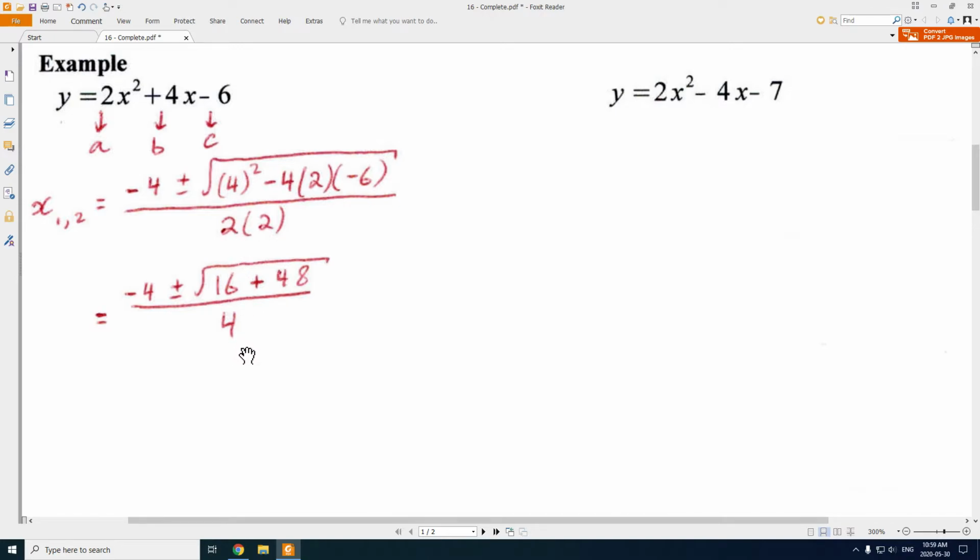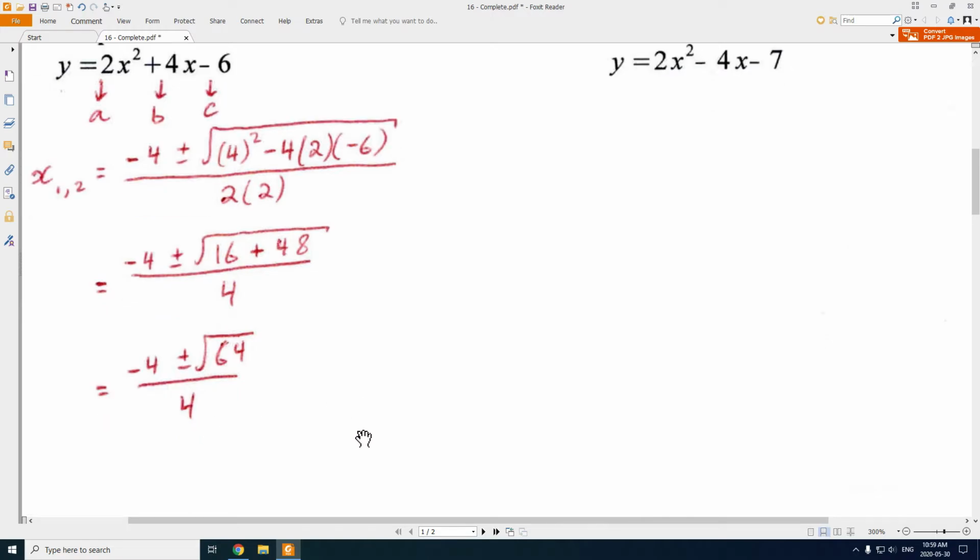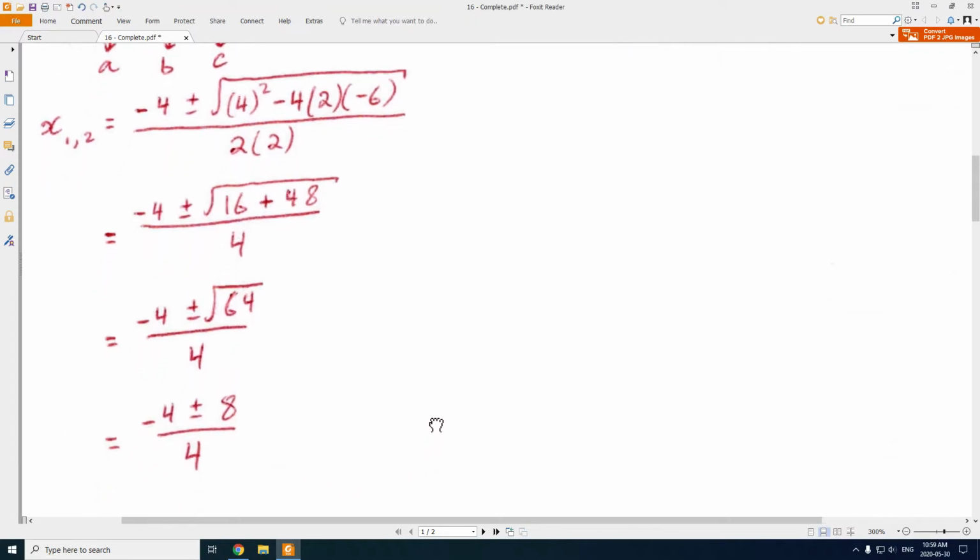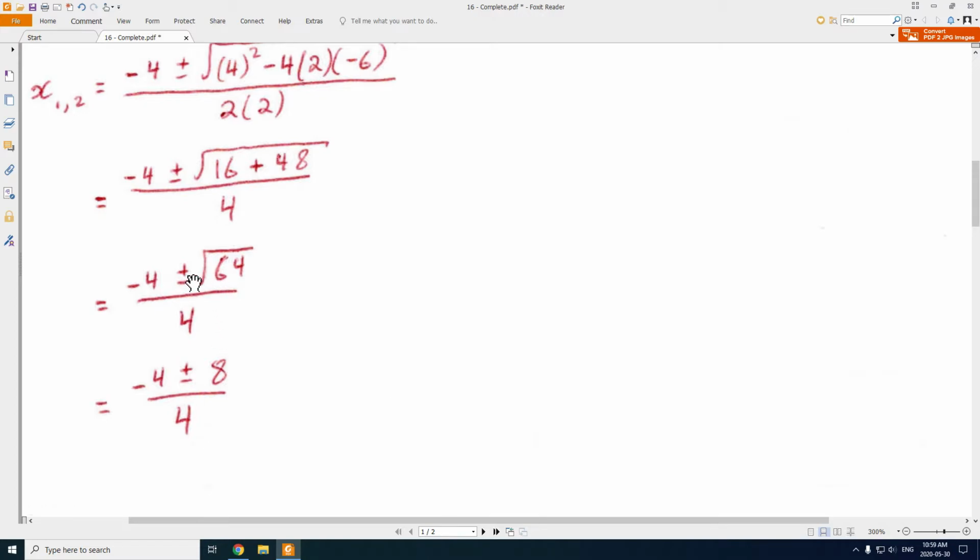All right, so that's looking a little bit better. Let's continue simplifying inside the square root. I always simplify that first. Okay, negative 4 plus or minus 16 plus 48 is 64 over 4. Now this one, we can actually do the square root here. Square root of 64 is 8. So that's nice. This one seems to be working out nicely.